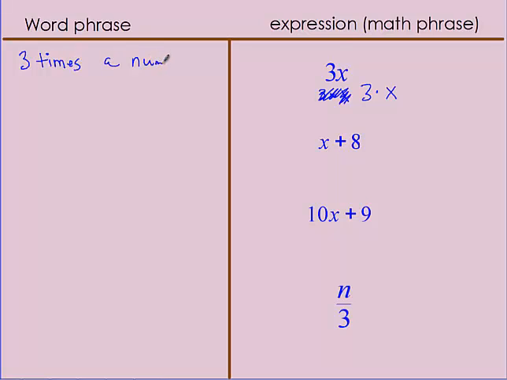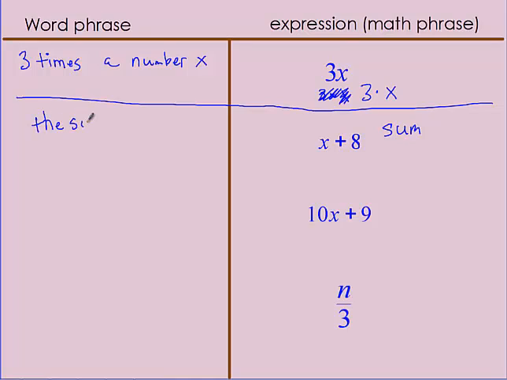So 3 times a number x would be one way to do this. There's multiple ways you can write the phrase. I'm just picking this one. The next one, x plus 8. So let's write that out. Well, for plus, we use the word sum. So I want to use the word sum. That's one way you do this. So I'm going to say the sum of x and 8.